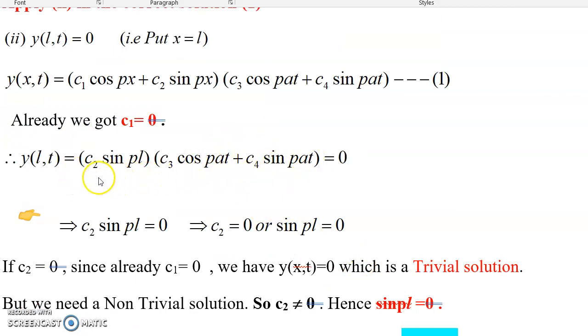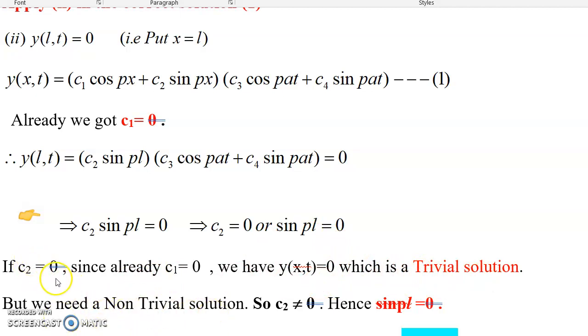So what has to be 0? C2 sin PL has to be 0. So either C2 will be 0 or sin PL will be 0. Suppose we take C2 as 0. Since C1 is already 0, if C2 is also 0, what will happen to the solution? Look at this solution. C1 0 as well as C2 0 means the entire answer will become 0. So y of x comma t will be 0, which is known as a trivial solution, because whenever the string is at rest, there will not be any displacement. The displacement will be 0.